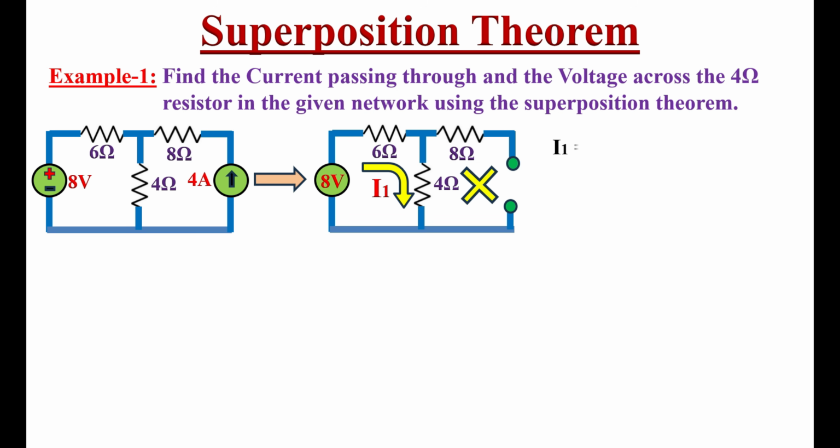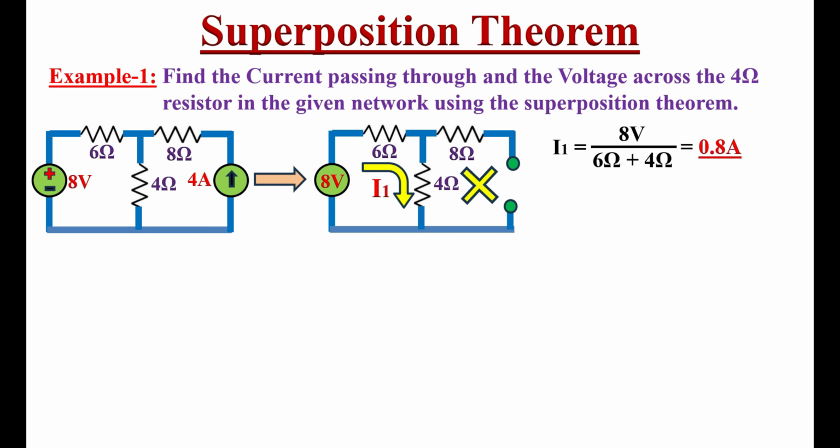Using Ohm's law, I1 equals the total voltage divided by the total resistance. So I1 equals 8 volts divided by 6 ohms plus 4 ohms. This gives us a current of 0.8 amps flowing through the central branch due to the 8 volt source alone.